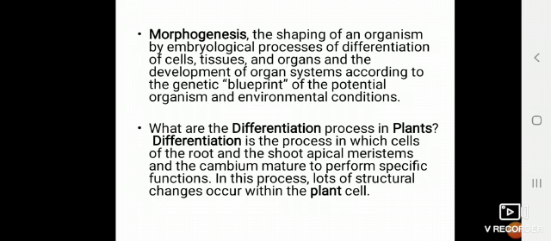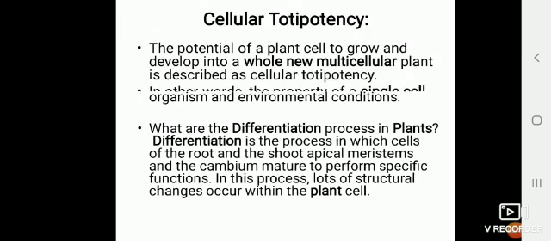Morphogenesis. What is morphogenesis? It is the shaping of an organism by the embryological process of differentiation of cells, tissues and organs, and the development of organ systems according to their genetic blueprint of the potential organism and environmental conditions. What is the differentiation process in plants? Differentiation is the process by which the cells of the root or shoot apical meristem and cambium mature to perform a specific function. In this process, a lot of structural changes occur in the plant cells.